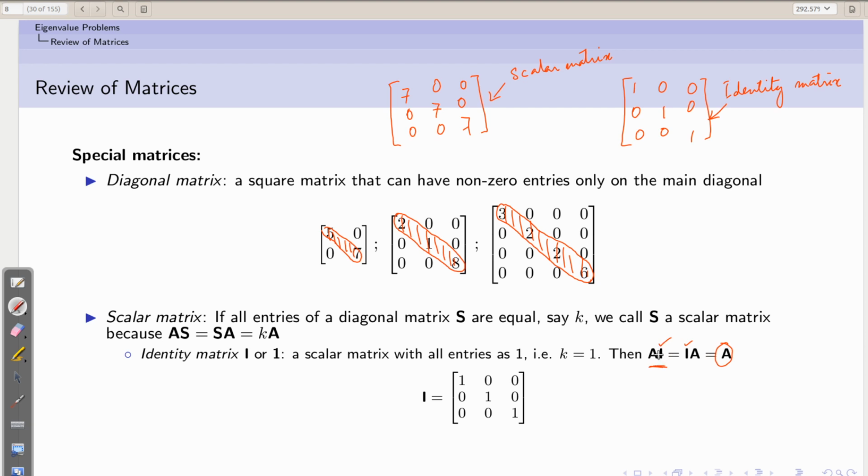Multiplying a matrix with a scalar matrix, the result is going to be commutative. When we talked about the multiplication of matrices, I said the result need not be commutative. That means it can be commutative. It will be commutative if one of the matrices happens to be a scalar matrix. And if in addition the scalar matrix happens to be an identity matrix, then the product is not only commutative, but it is the same as the other matrix. That is what is known as an identity matrix.